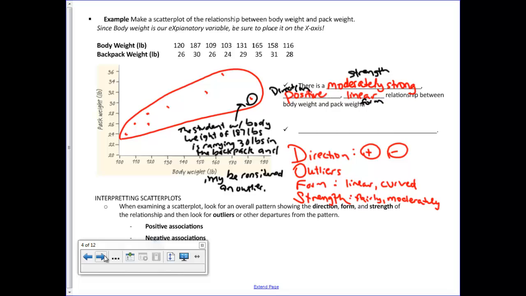And then it asks you, in general, what do you notice? When I look at this, what tends to be the general pattern? If I talk about body weights, my lighter students carry the lighter backpacks and the heavier students carry the heavier backpacks, right? So just give me a quick sentence. The lighter students. Yeah, or the lighter you weigh, the lighter your backpack.